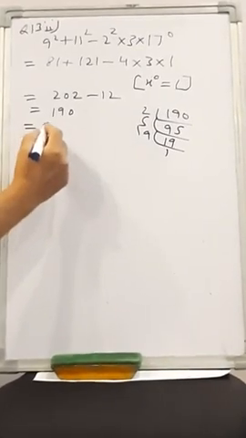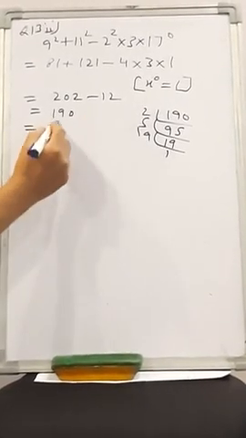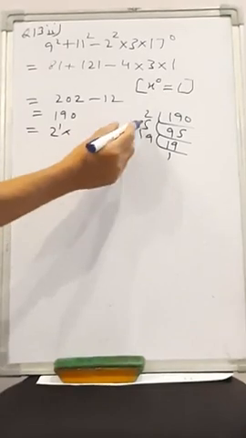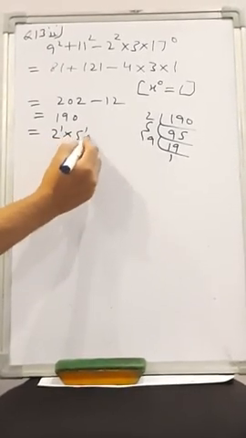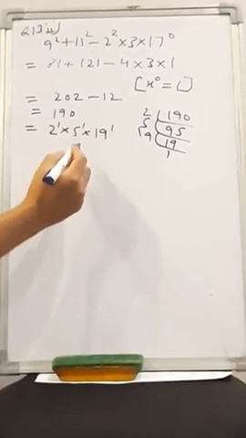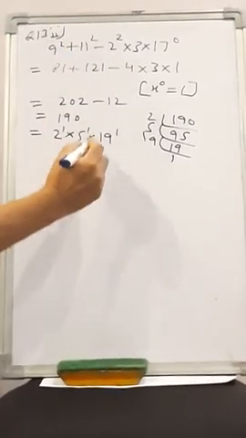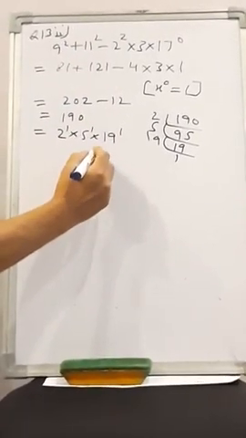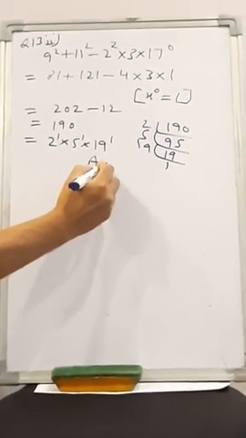So you get 2 to the power 1, 5 to the power 1 and 19 also to the power 1. So we have expressed the given expression in exponential form. So this is the final.